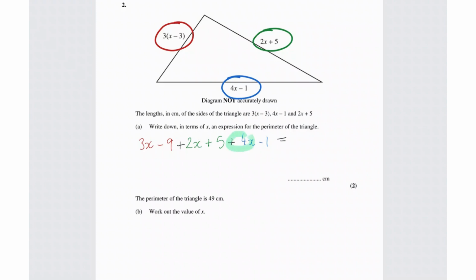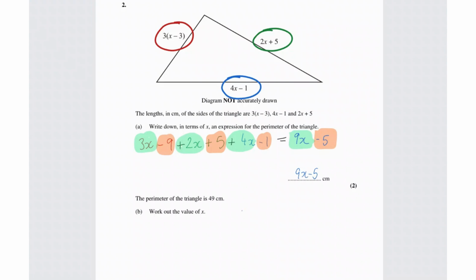So we've got a positive 4x, positive 2x, so 6x, and then a positive 3x. So overall, there are 9 x's. I'm going to do the same with the numbers. Minus 1 and minus 9 make minus 10. Add 5 takes us back to minus 5. So that's our expression for the perimeter. We've added together the 3 sides, and we've got 9x minus 5.